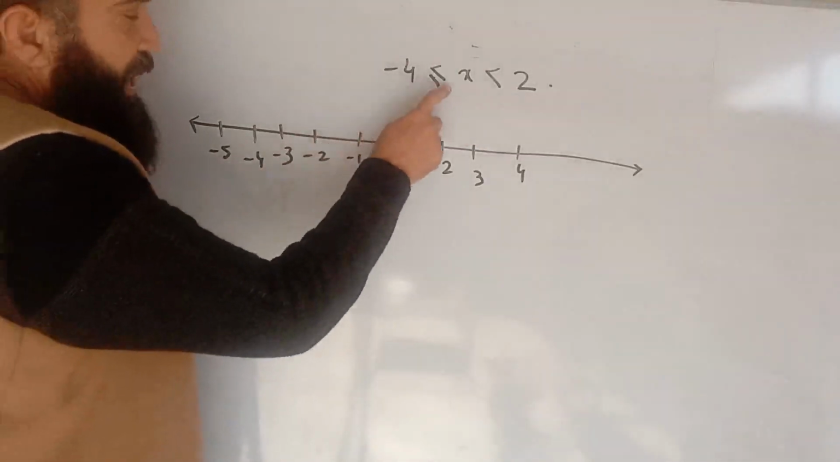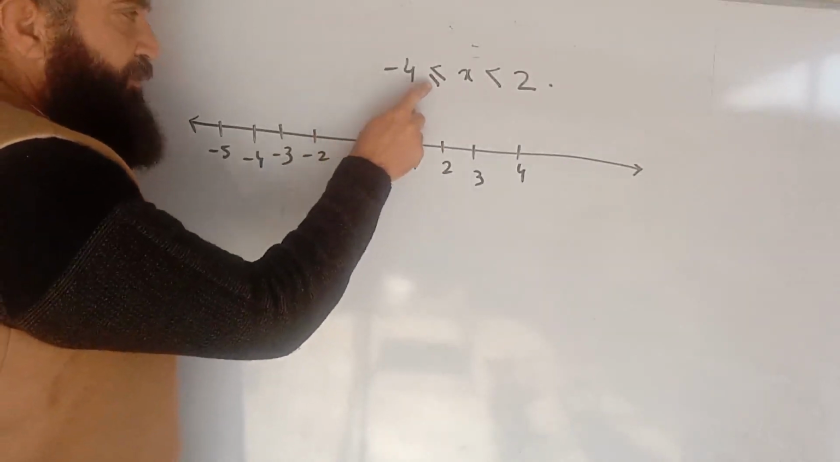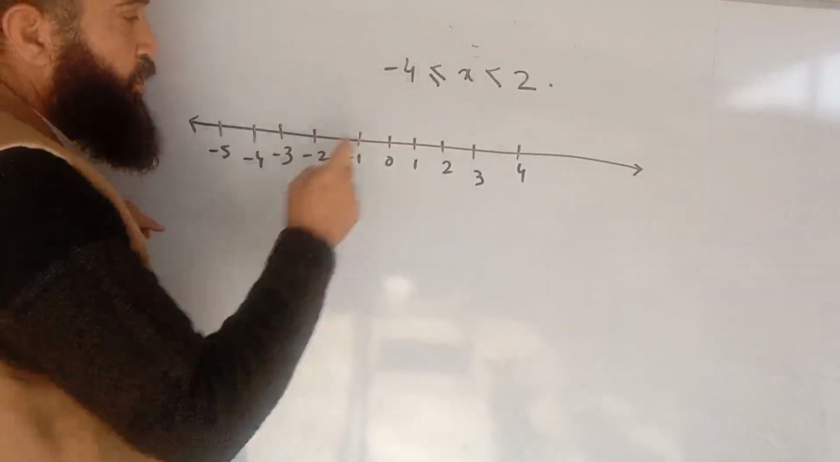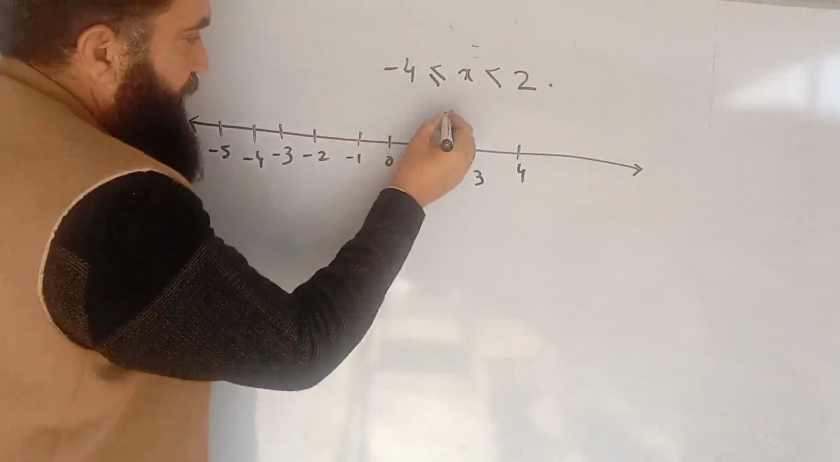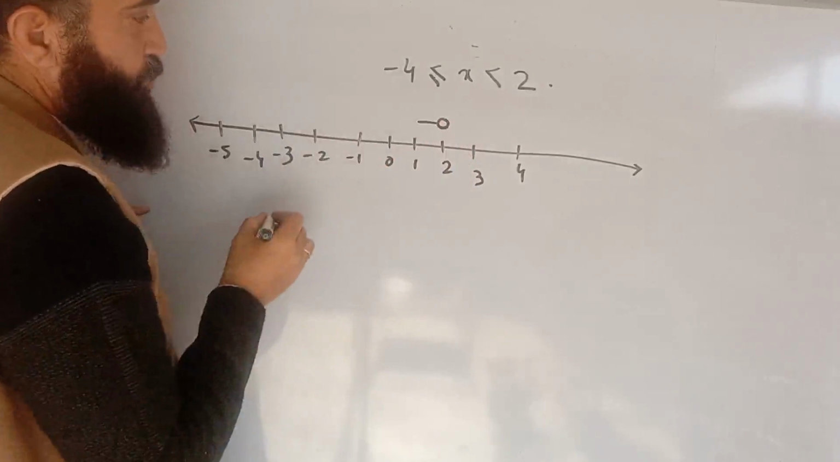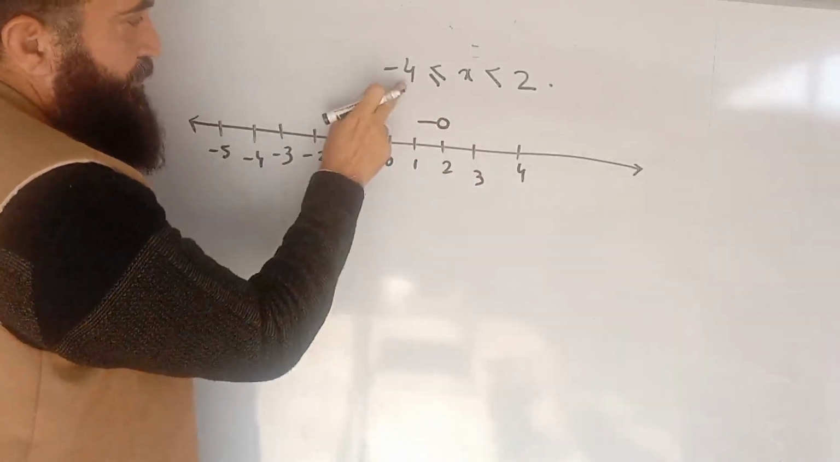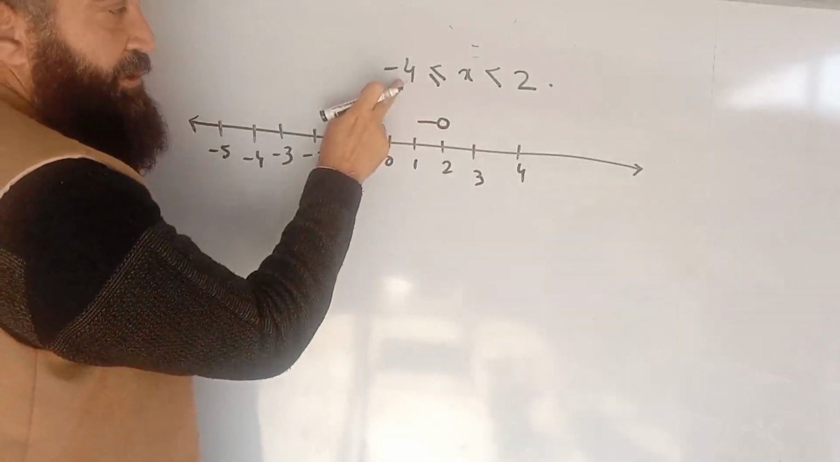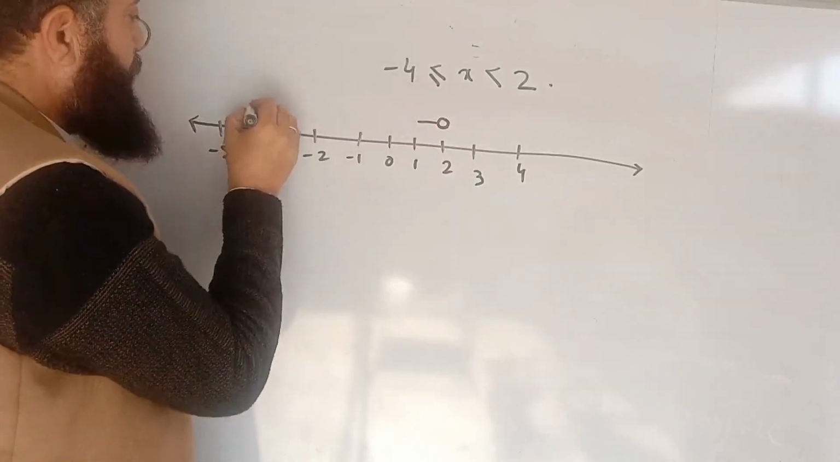So x is something which is greater than minus 4 and less than 2. So all the numbers from here on this side are less than 2. What is the extreme minimum value? It is minus 4. Minus 4 is here.